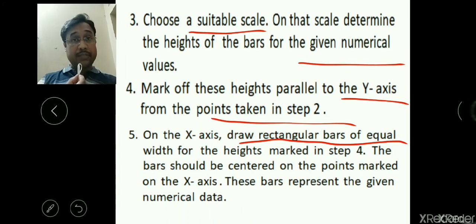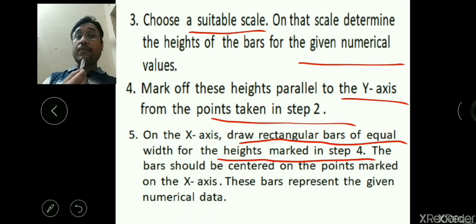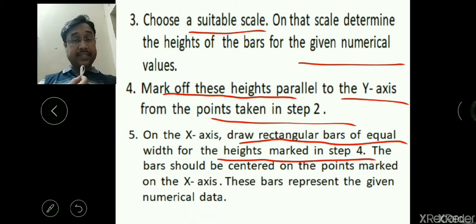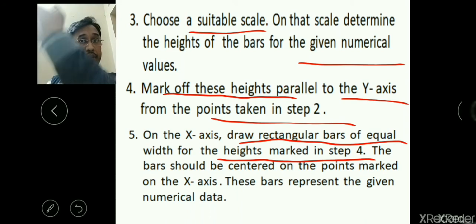They are not equal bars, because in height they are not equal. So you will write: draw rectangular bars of equal width. Only their width is the same. The height is not the same, because they show the data with their height only. So you will write that their width is equal, for the heights marked in step number 4. You mark off these heights parallel to the y-axis. On the y-axis you will mark the points 10, 20, 60, 30, 40 as the heights.